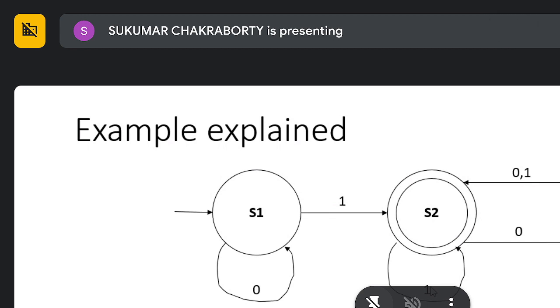Odd numbers. So if I give 0, 1, 0, 0, is it an odd number? I give 0, 1, 0, 0, it is 4. Is it an odd number? No. Is it accepted? 1, 0, 0. Can you tell me whether 1, 0, 0 is accepted or not?